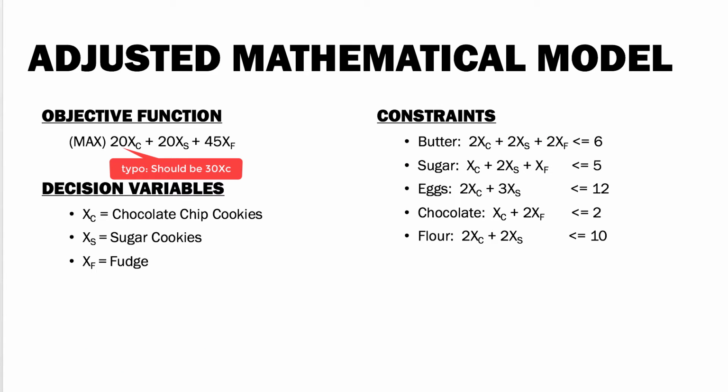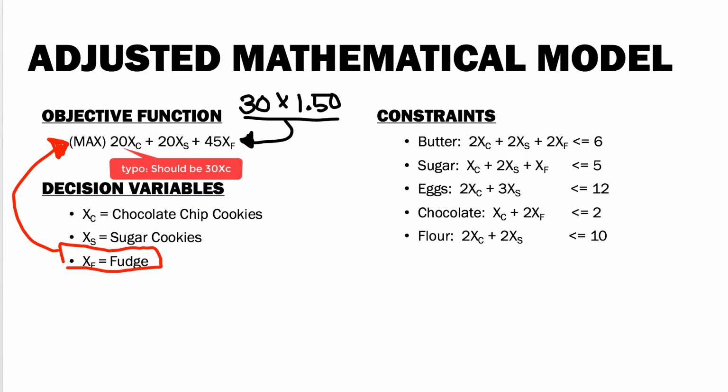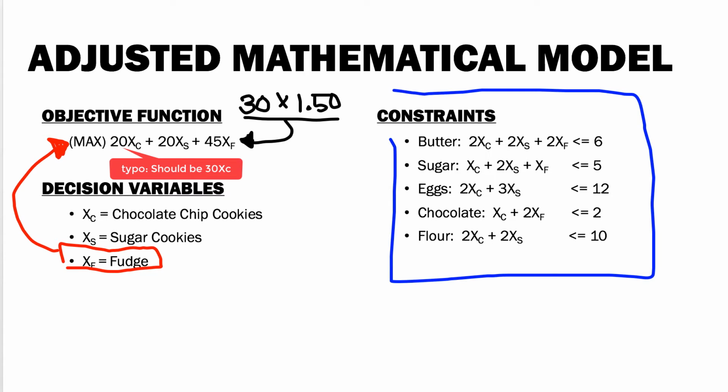Here, I've already constructed our updated mathematical model, which is the same as our previous one, except for a few changes. We now have a new decision variable to include in our objective function with a coefficient of 45, because we're making a batch of 30 and selling each for $1.50. And with the addition of a new recipe, we need to make the following changes to our constraints.